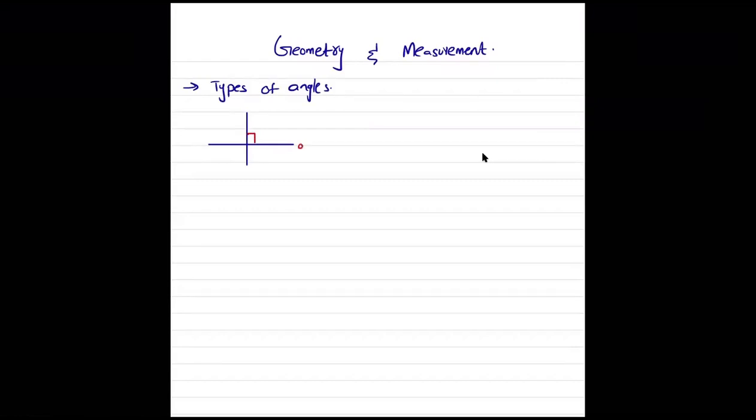So if this is 0, this is 90 degree, this is 180, this is 270. So this angle is 90 degree. In a right angle, if you talk about the right angle, the angle theta is going to be 90 degree. This was number one.